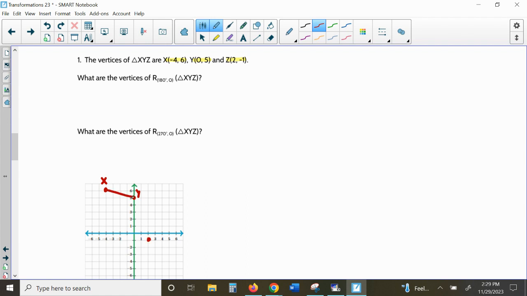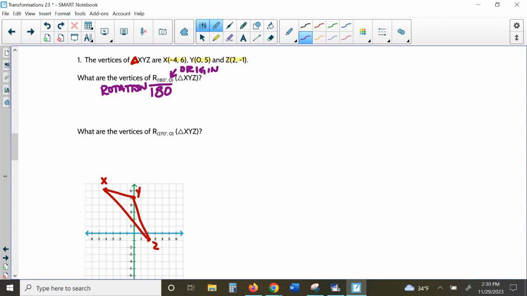And I'm going to make my triangle. It says it's a triangle, so you should definitely connect them. Okay, so that's the triangle I'm working with. Remember to try to use some different colors. So this is Z down here. Okay, it says what are the vertices of, if I were to do a rotation, so this means rotation, 180 degrees. And this O stands for the origin.